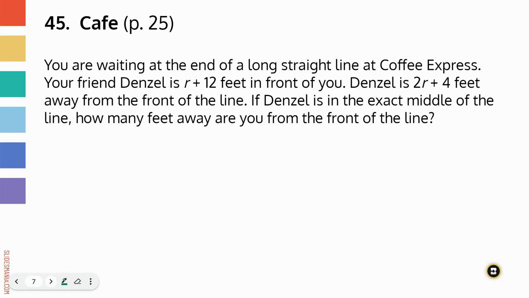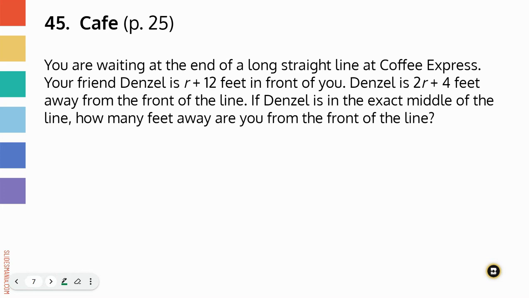Okay, this is number 45 on page 25. So you are waiting at the end of a long straight line at Coffee Express. Your friend Denzel is r plus 12 feet in front of you. Denzel is 2r plus 4 feet away from the front of the line. If Denzel is in the exact middle of the line, how many feet away are you from the front of the line?